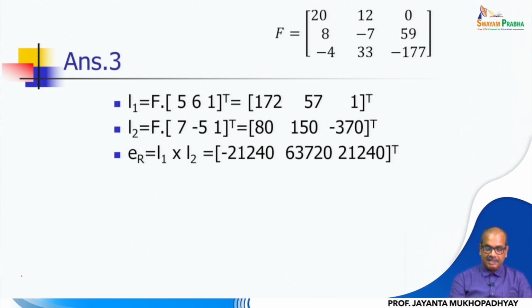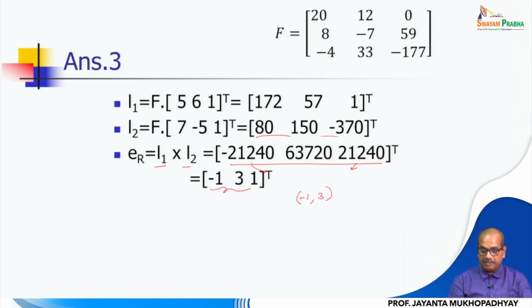As I have said, you just take the cross product of L1 and L2. The numbers are big, but you can take out this scale. If you take out this scale, then it shows this. Which means the epipole in the image point, in the non-homogeneous representation, is at (-1, 3). The x coordinate is -1 and the y coordinate is 3, and that is in the coordinate system of the right image plane.